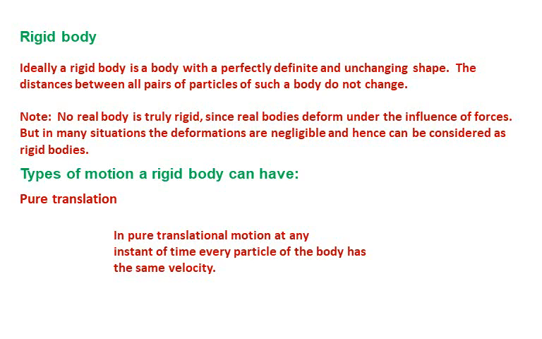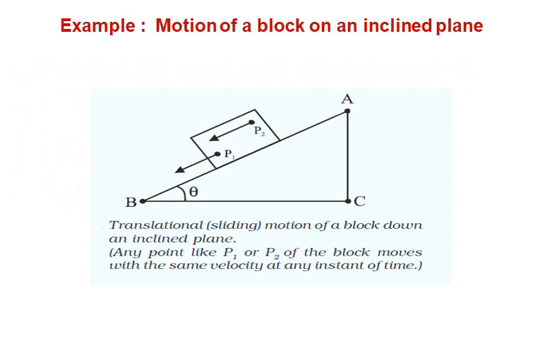If the body undergoes some displacement, every particle in it suffers the same displacement. So, such a type of motion is pure translational motion, in which at any instant of time, every particle of the body has the same velocity. As you can see in the diagram, the motion of a block down an inclined plane. Here the points like P1 and P2 of the block move with the same velocity at any instant of time.